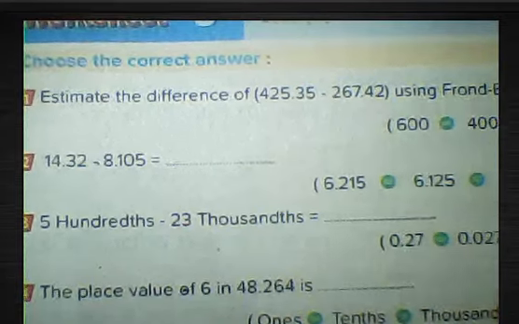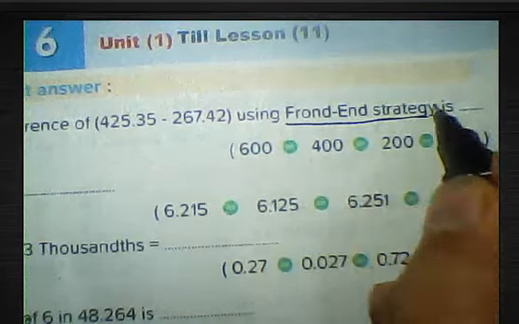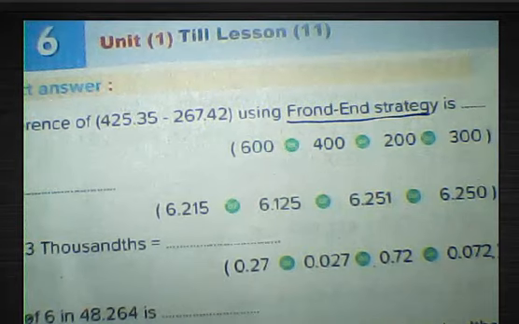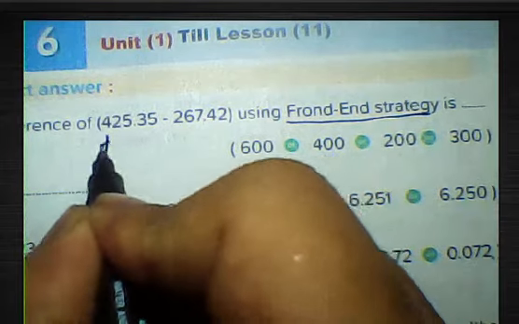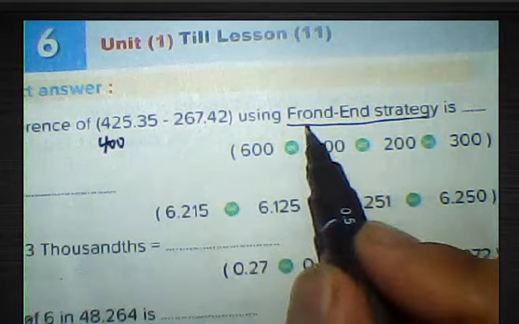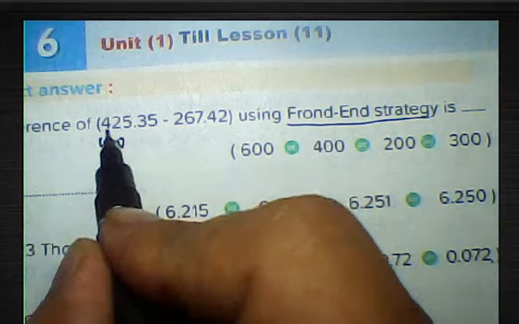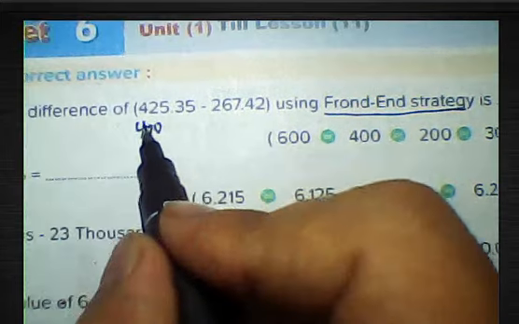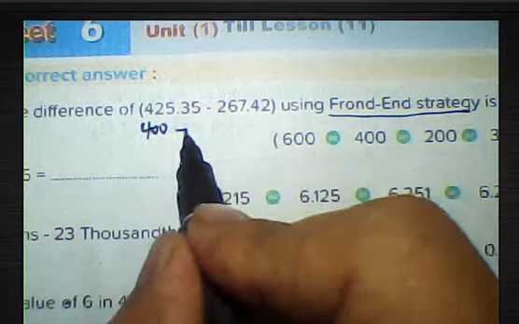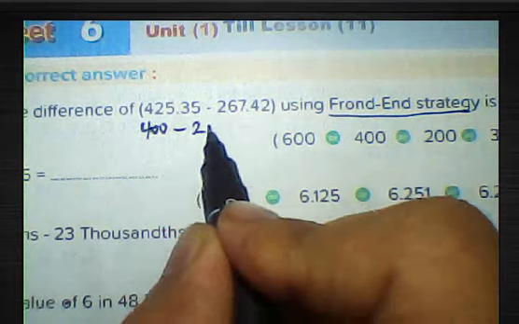425.35 and 267.40 using the front-end strategy. We can find the result. It will be 400 by using this strategy. Front-end strategy, it will be 4. Look here, 4 lies in hundreds. 400 subtract 2 lies in 100, it will be 200.